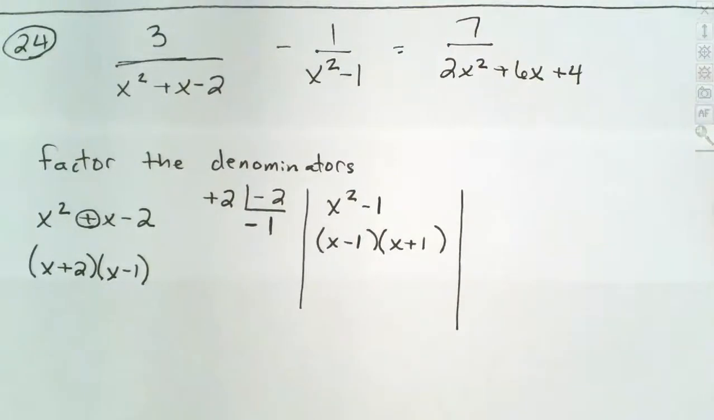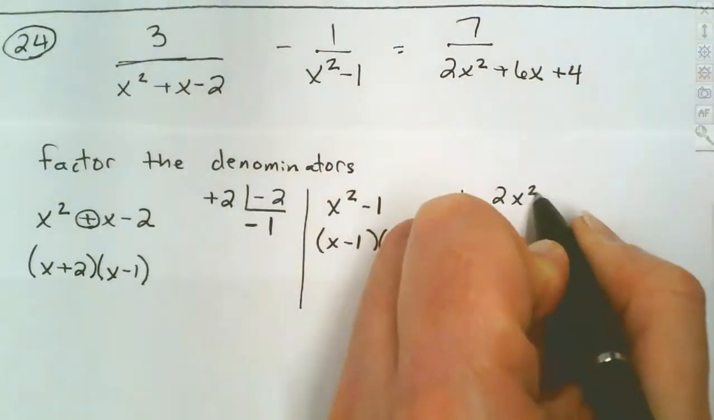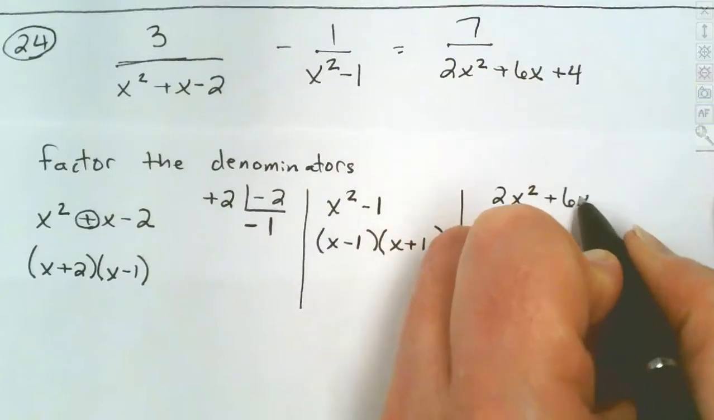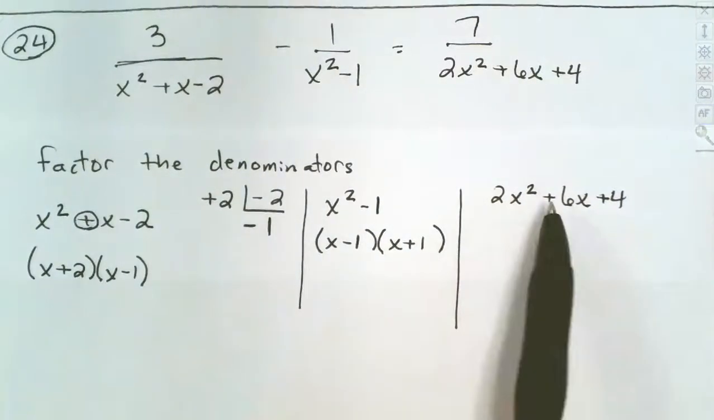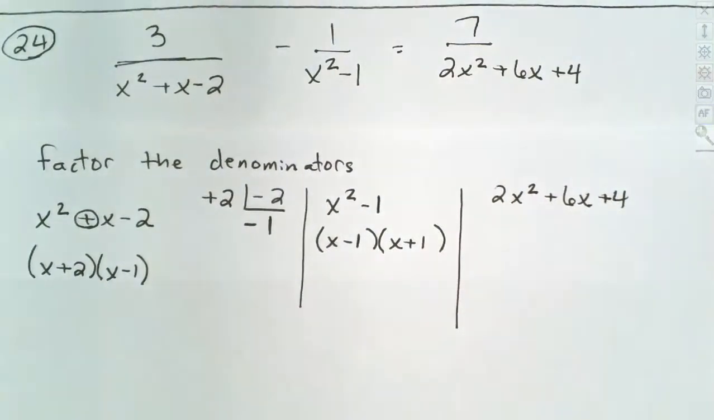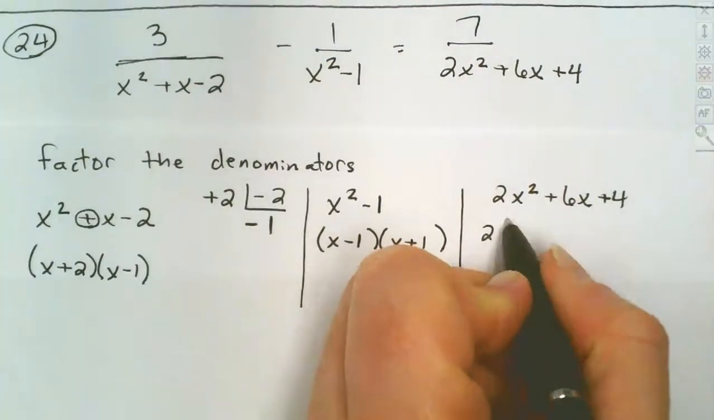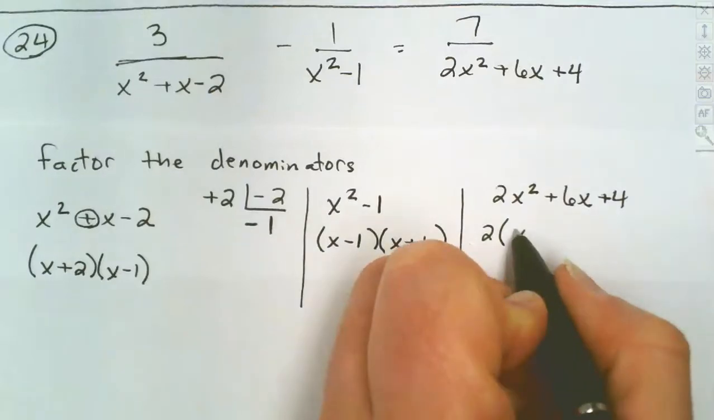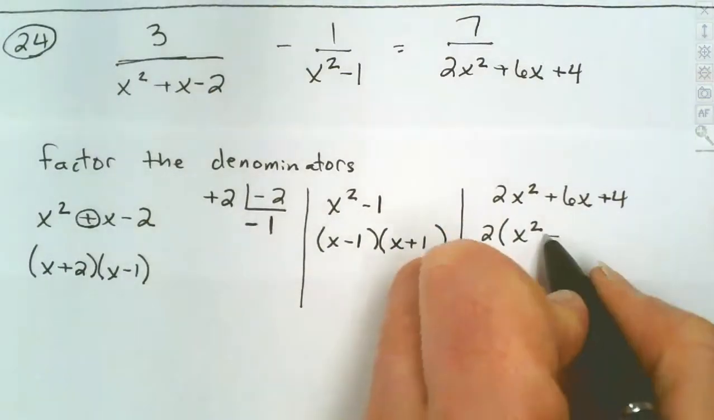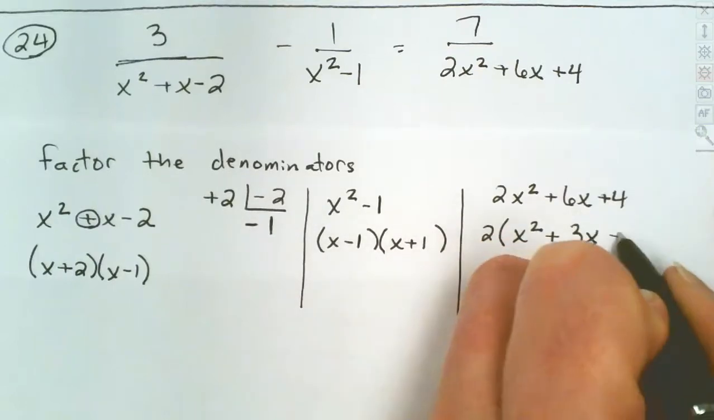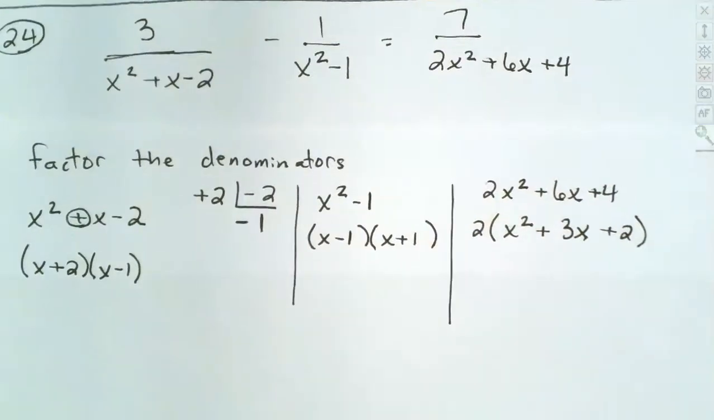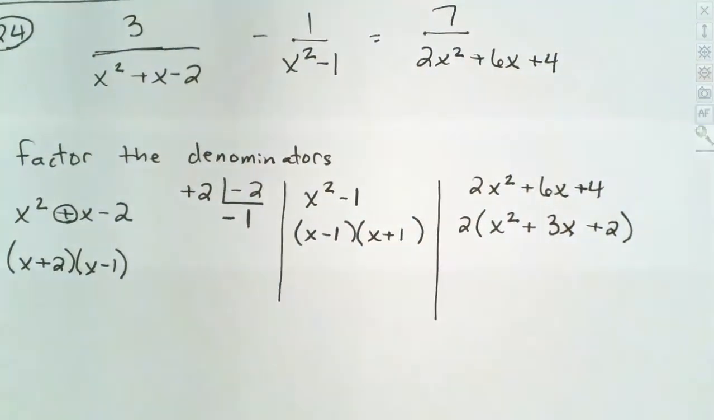And what about the last one? Last one, we've got a 2x squared plus 6x plus 4. So what can I factor out of it? Well, when I look at my 2, 6, and 4, these all are multiples of what? Multiples of 2, aren't they? Okay, so a 2 is in common. So I'm going to factor out a 2. That leaves me then with x squared, when I factor out a 2, plus 3x plus 2. And we can factor it and finish it as well.